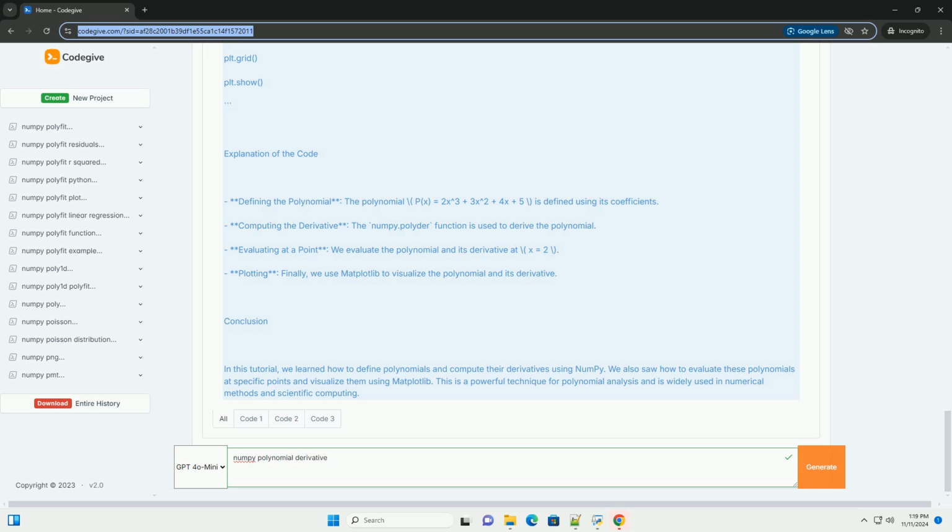Conclusion. In this tutorial, we learned how to define polynomials and compute their derivatives using NumPy. We also saw how to evaluate these polynomials at specific points and visualize them using matplotlib. This is a powerful technique for polynomial analysis and is widely used in numerical methods and scientific computing.